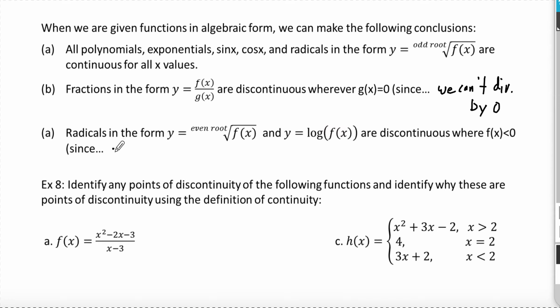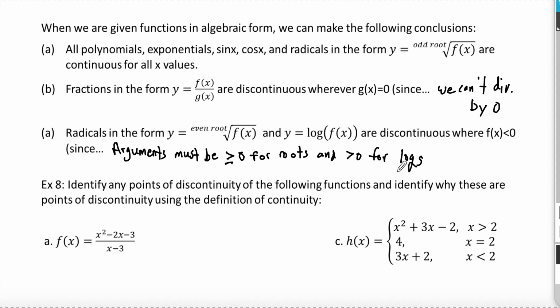All right. So we can say, since in this case we're going to call them the arguments, the things that are inside those functions, the arguments must be greater than or equal to 0 for roots and greater than 0 for logarithms. All right. So there's some basic sort of rules about continuity related things, okay?